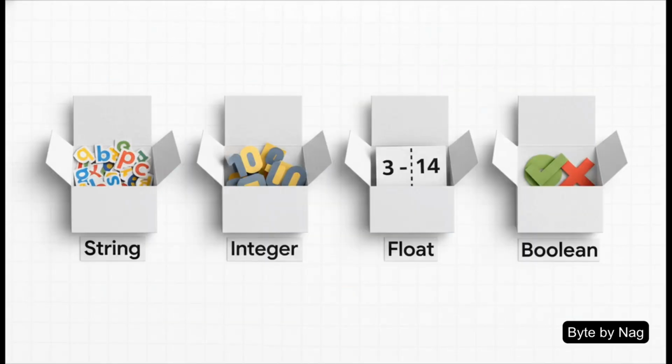And these are basically the main kinds of information you'll be storing in those boxes. A string is just what programmers call text. An integer is any whole number, no decimals. A float is a number that does have a decimal point. And a Boolean, well, a Boolean is super simple. It can only ever be one of two things, true or false. That's it. And trust me, that simple idea is about to become crazy important.